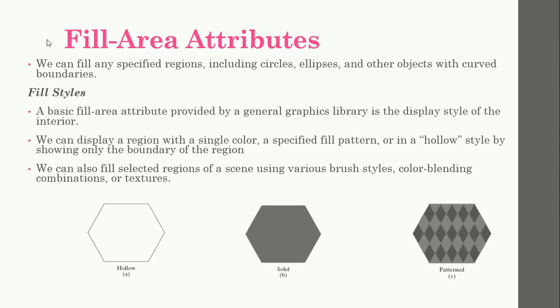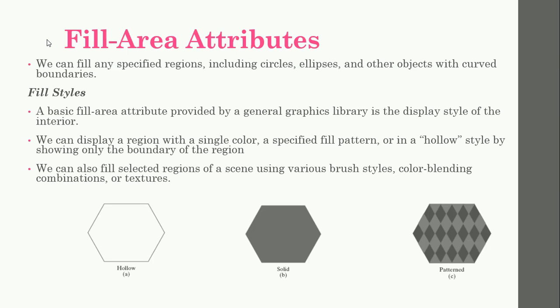So this is for a line. Similarly, for any object, you can fill any colors or any pattern. In OpenGL, we can fill any specified regions, including circles, ellipses, or any other objects with curved boundaries. These can be filled with certain attributes. So let us see what the fill area attributes are that are provided by the General Graphics Library.